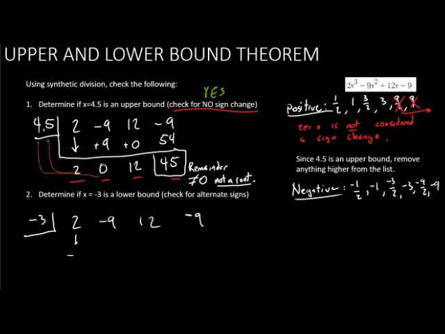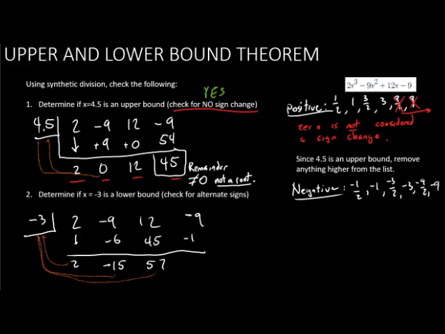We'll bring down the 2 as before, and now we'll multiply the 2 times that -3. 2 times -3 will give us -6. -9 minus 6 gives -15. Then we take that -15 and multiply again by -3. This will give us 45, but we'll combine that 45 with the 12, and we will get 57. Then we will take that 57 times the -3 one more time. This will give us -171, and if we combine that with the -9, we will get -180.